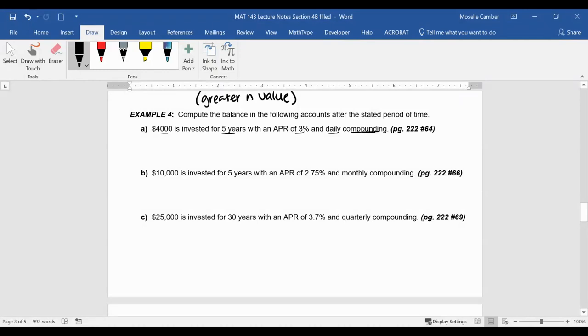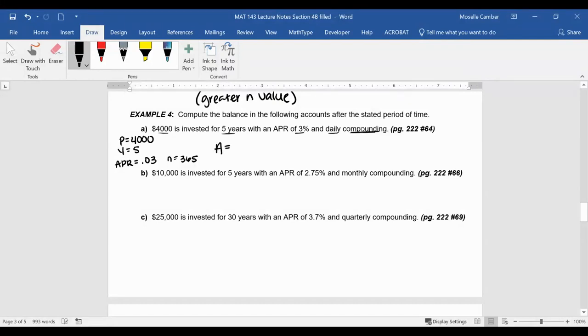So just as a summary of what we have, we have our principal they give us is 4,000. We're investing it for 5 years. Our annual rate is 3%, so 0.03. Daily compounding says that n is going to be 365. Okay, and they want the balance, so they want to know A. In fact, you're always going to be either given A or P. If they give you P, you have to find A. If they give you A, you have to find P. So they give you P.